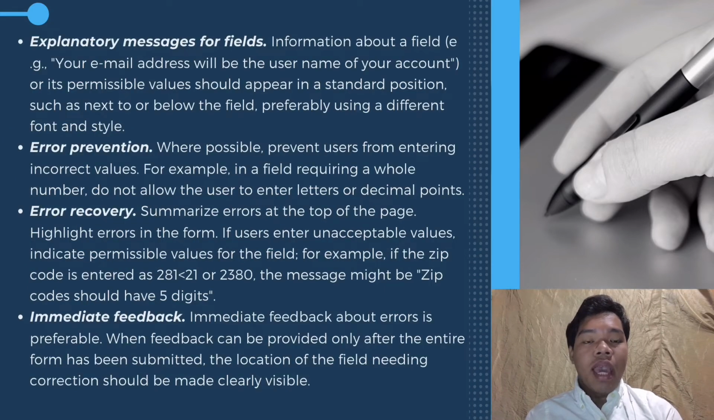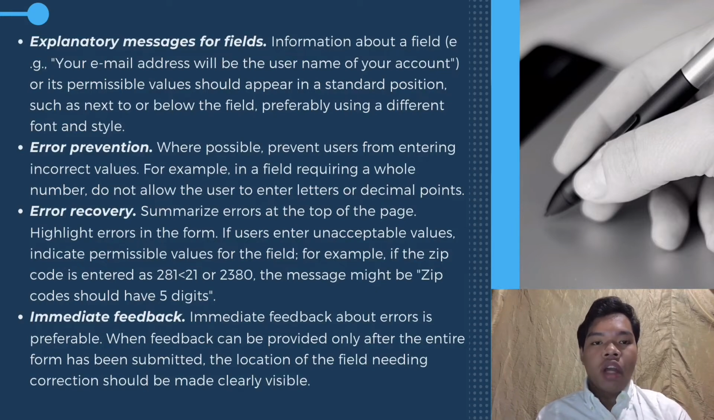Sixth guideline. Explanatory messages for fields. Information about a field, for example, your email address will be the username of your account, or its permissible values, should appear in a standard position, such as next to or below the field, preferably using a different font and style. Seventh, error prevention. Where possible, prevent users from entering incorrect values. For example, in a field requiring a whole number, do not allow the user to enter letters or decimal points.